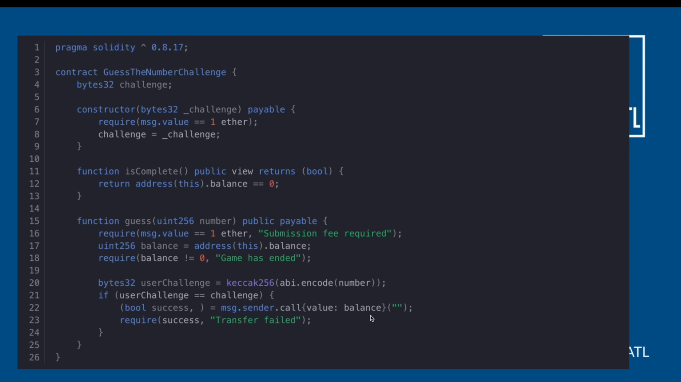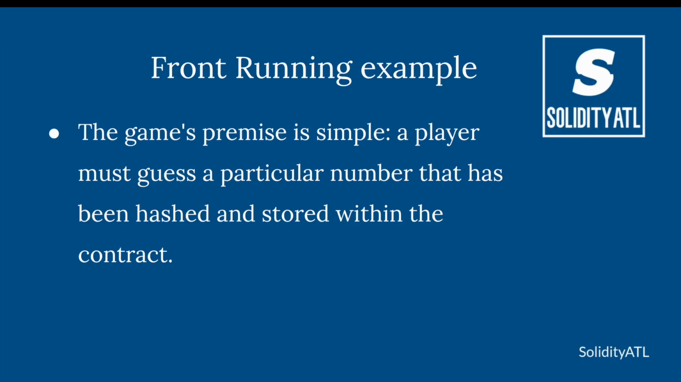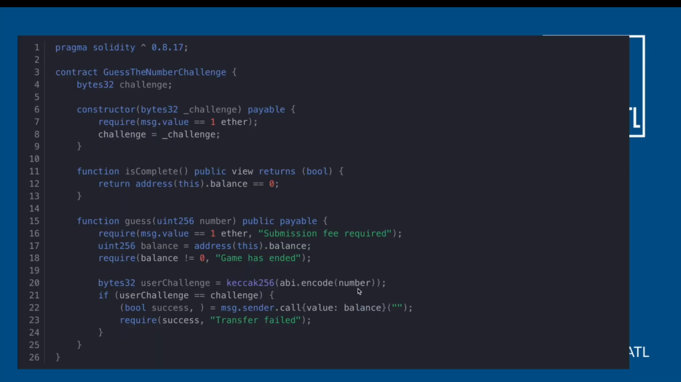People will submit their guesses, and that will store these tokens, or this ETH, in the contract, and the player that guesses this right will win the game. So that's the premise of this game if you read through the code.